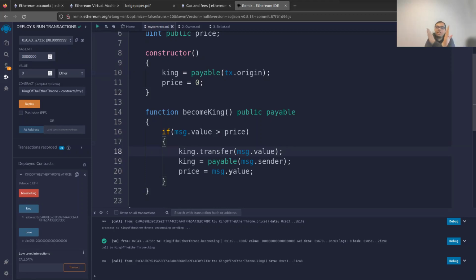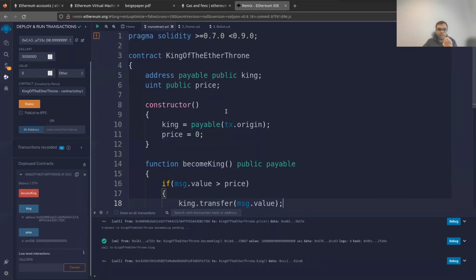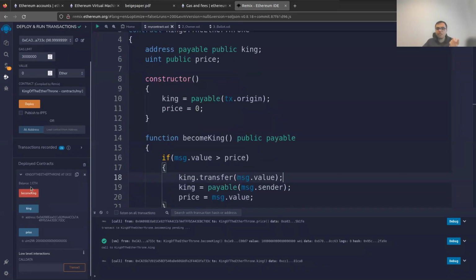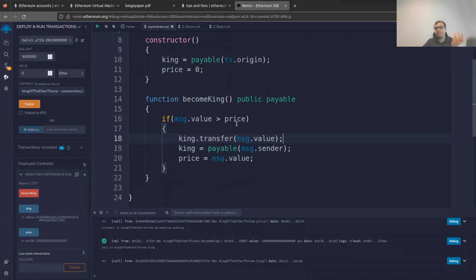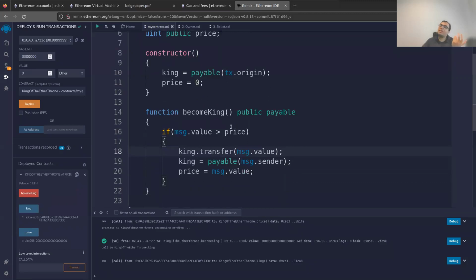But if the order changes, if first the transaction that was paying 2 units goes on the blockchain, and then the transaction that was paying 1 unit, then I have a problem like this. The transaction that was paying 1 unit is just paying 1 ETH. That 1 ETH is going into the contract. It's part of the balance of the contract now, but that person did not become king, and there's no way for them to get their money back. So you have to be very careful when you write contracts to make sure that you do not create race conditions like this. Okay.